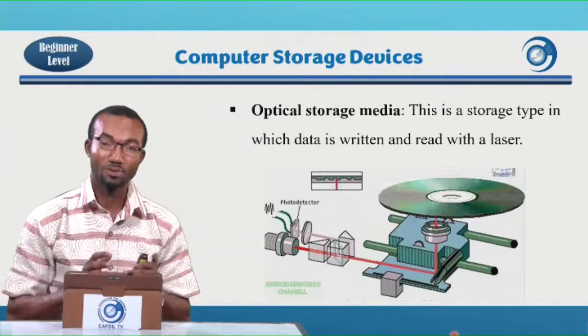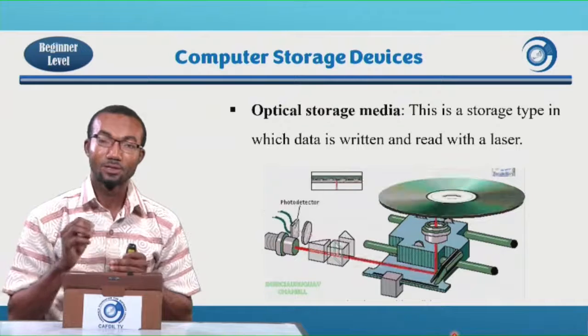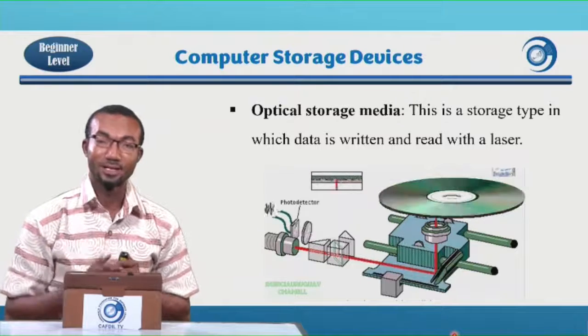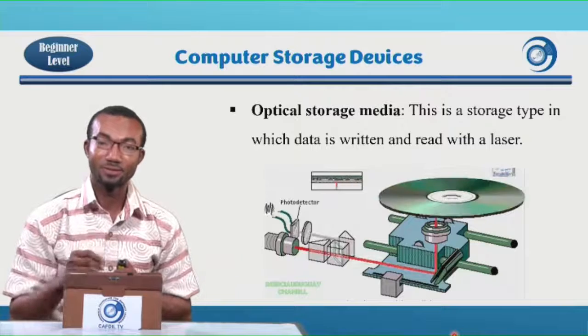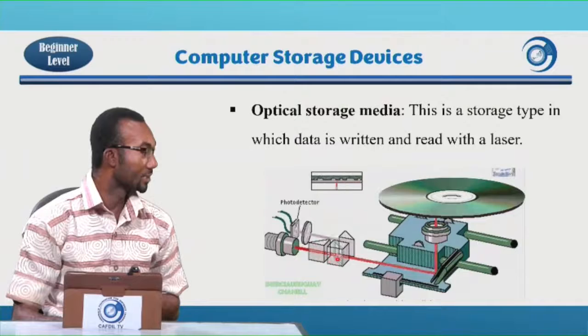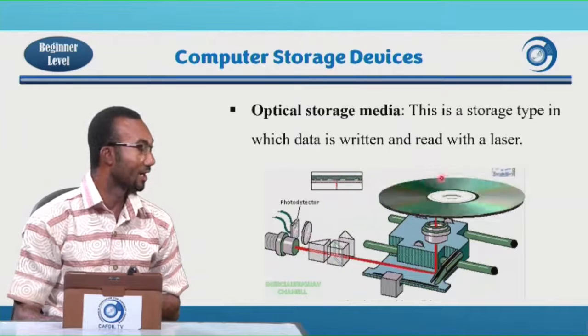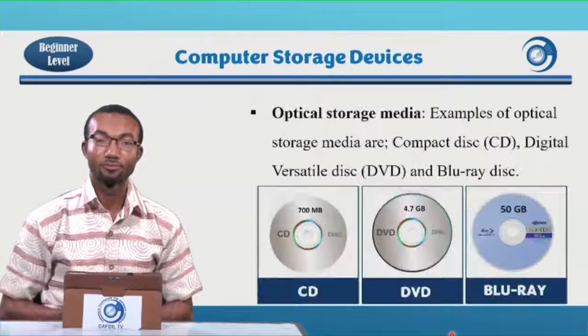Then we looked at optical storage, and this storage type stores data using a laser. So this is a storage type in which data is written and read with a laser. This is the laser. This is the laser beam here. The red line is the laser beam that helps to write or read data on or from this disk. So that is how it operates.